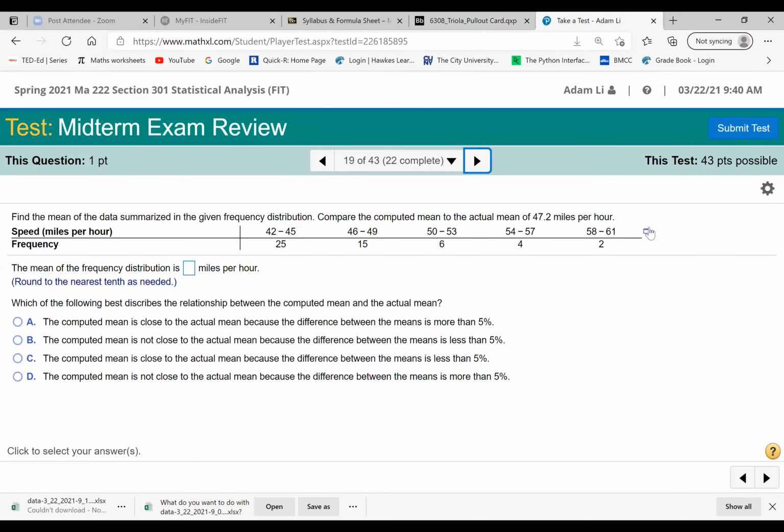So let me export it to Excel first. Okay, let's open it. So we also need to find out the midpoint. Share the screen with you. Here you go.